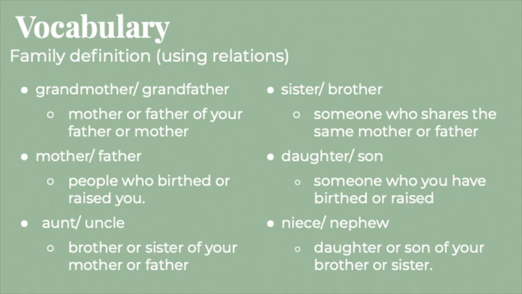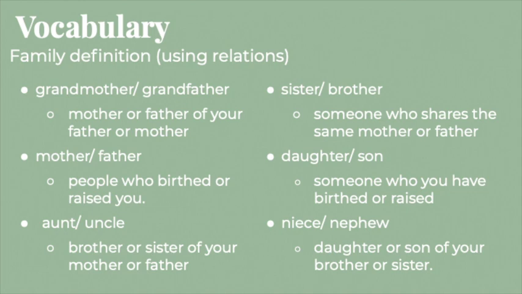Then we have daughter and son. So, just like our mother and father were people who birthed and raised us, the daughter or son is someone who you have birthed or raised. So it's the opposite of mother or father. Then we also have niece or nephew. So this is the daughter or son of your brother or sister. For example, if my sister has a son, that is my nephew. He is my nephew. Okay, did you follow along?